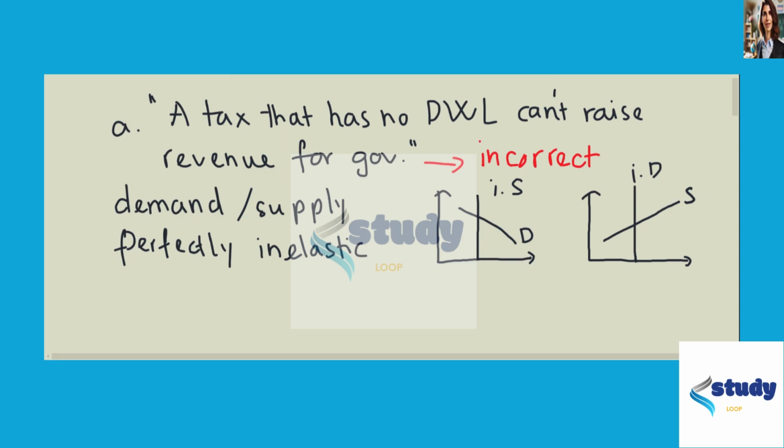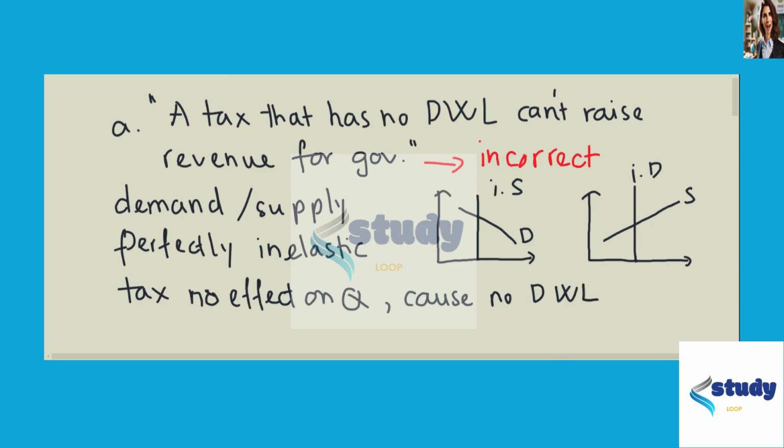When we have perfectly inelastic demand or supply, a tax will have no effect on the quantity, and it causes no deadweight loss. But it still raises revenue for the government.